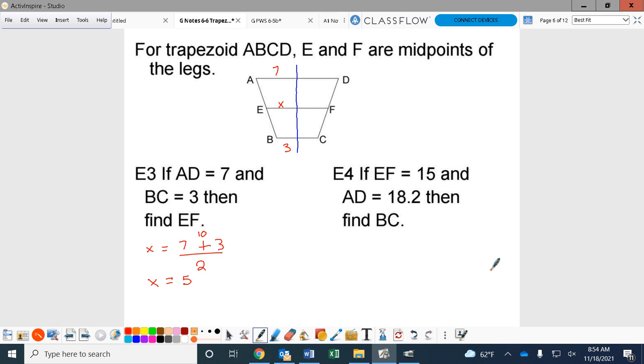Okay, do the same thing on the other side. I'll switch back to blue just so we can see this one in a different color. EF is going to be 15. AD, the one at the top, is going to be 18.2. And we don't know the one at the bottom. We don't know that BC.